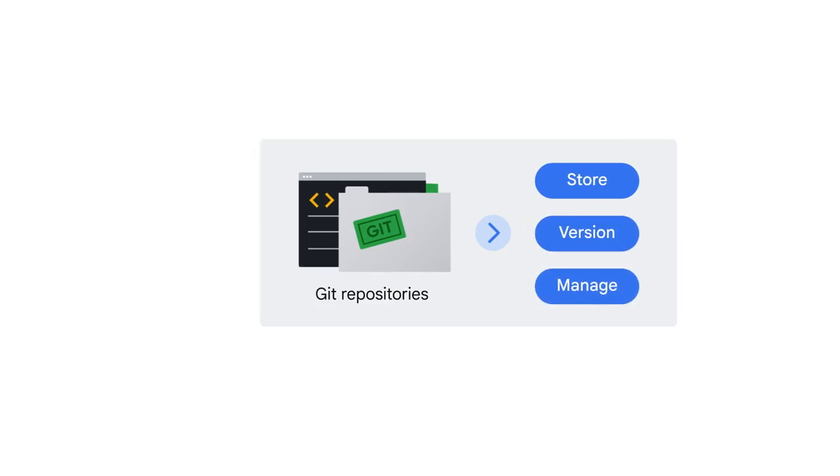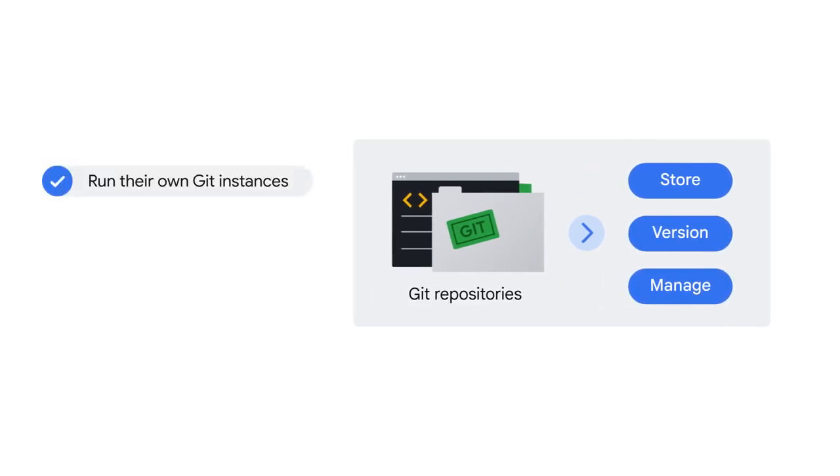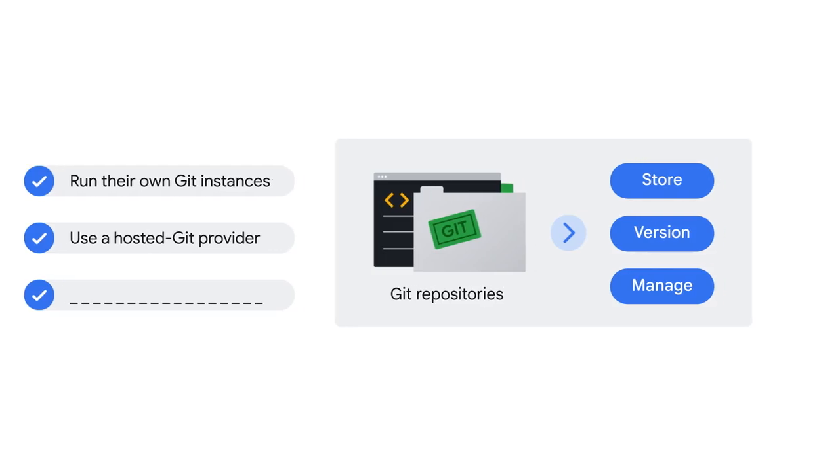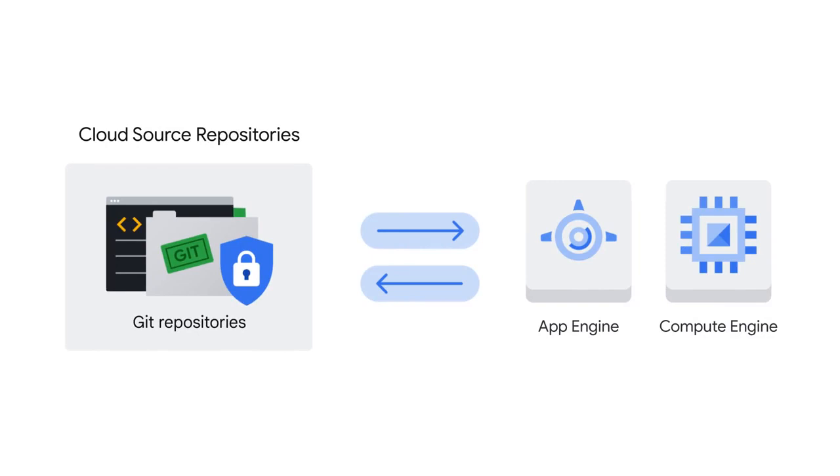Many Google Cloud customers use Git repositories to store, version, and manage their source code trees. That means they either run their own Git instances, which is a great option if total control is required, or they use a hosted Git provider, which means less work if total control isn't required. But what if there were a third option, where you could keep code private to a Google Cloud project, and use IAM permissions to protect it, but not have to maintain the Git instance yourself? Well, that third option is available with Cloud Source Repositories.